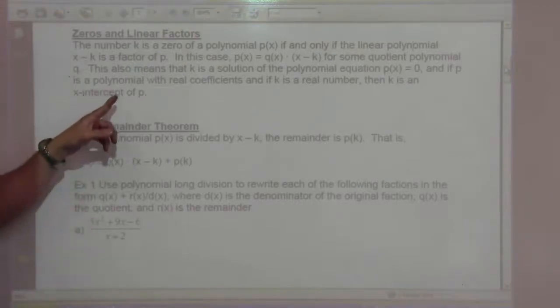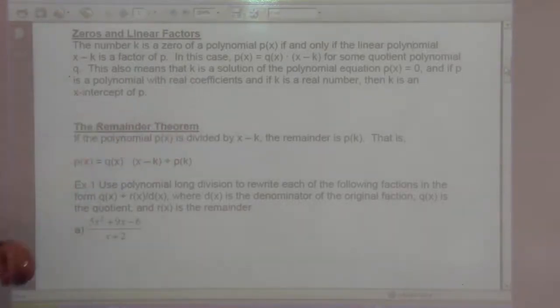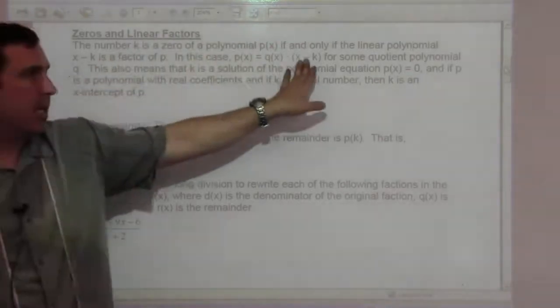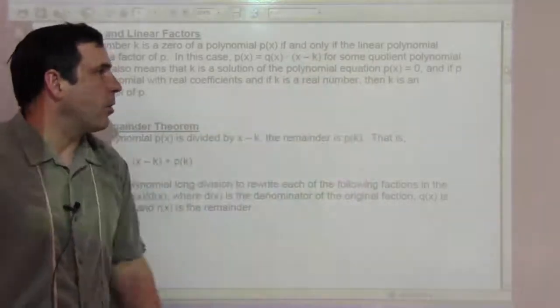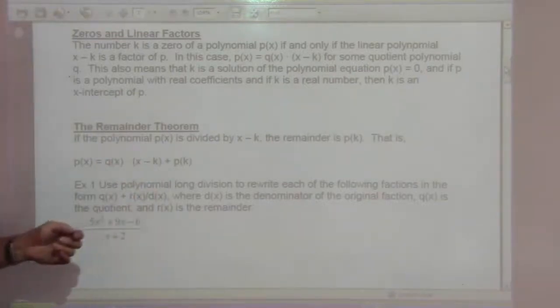And if p is a polynomial with real coefficients and k is a real number, then k is an x-intercept of p. So k being a 0 means that x minus k is a factor. That means p of k is a 0, and it means that k comma 0 is an x-intercept.